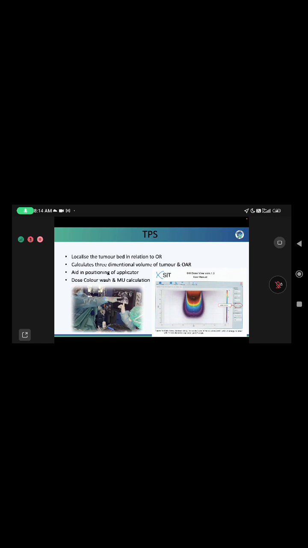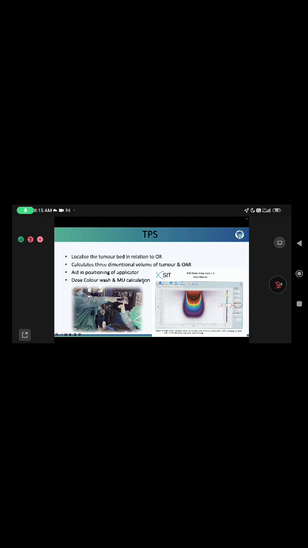It localizes the tumor bed in relation to the OAR because we are using the ultrasound here. It calculates the three-dimensional volume of the tumor as well as 2 OARs. Up to 2 OARs we can use and draw on the ultrasound, and it aids in the positioning of the applicator. It also tells which angle the applicator has to be positioned. All that information we get from the TPS. It gives us the color wash, which we call the dose color wash, and aids in MU calculation.